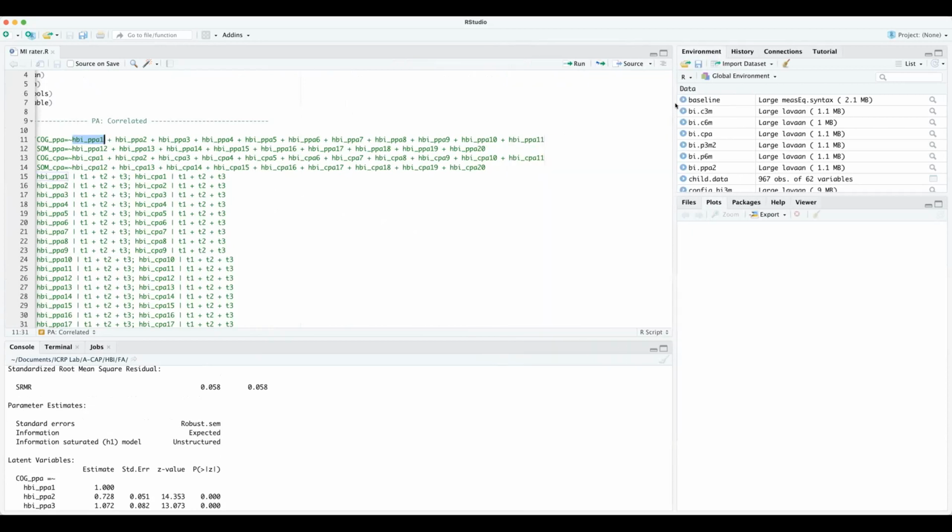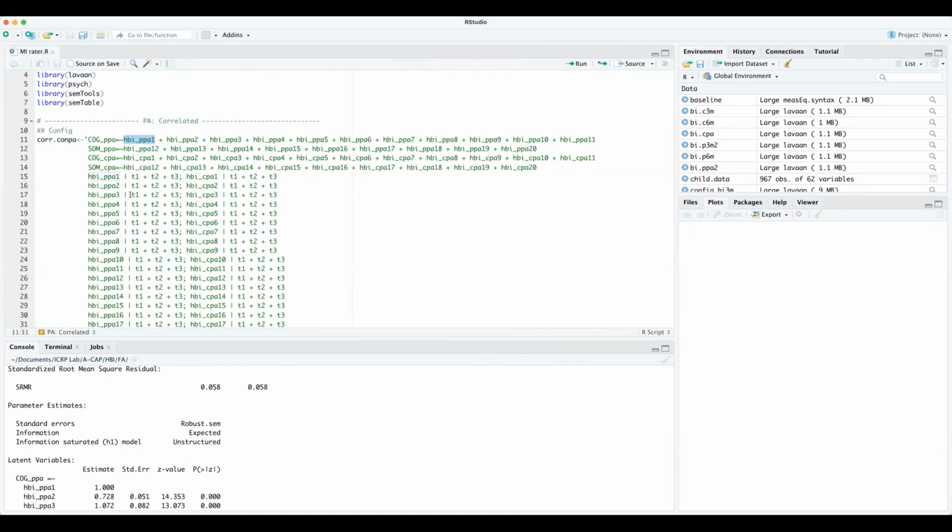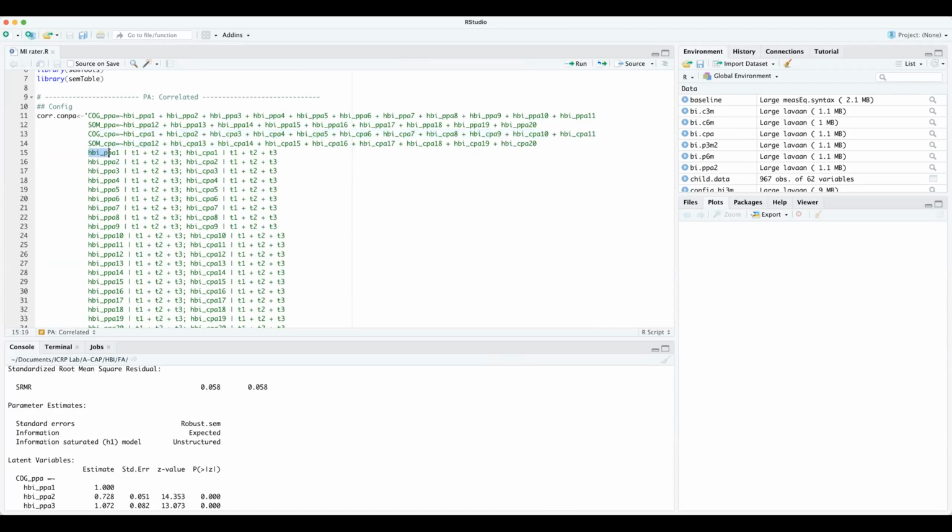Let me track this part here. Yeah, there we go. And then the two factors: this is the parent, this is for the child. And then here is the threshold.